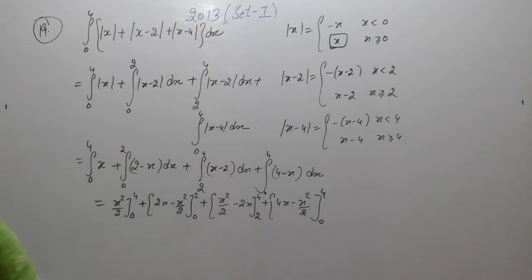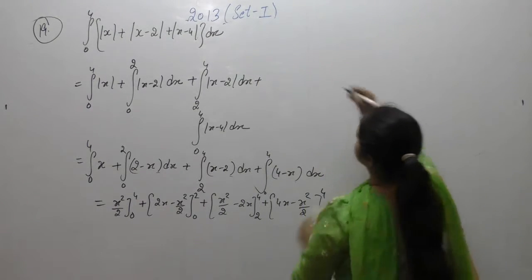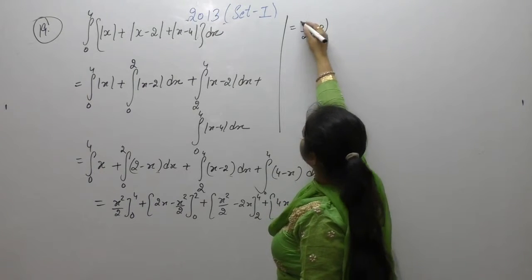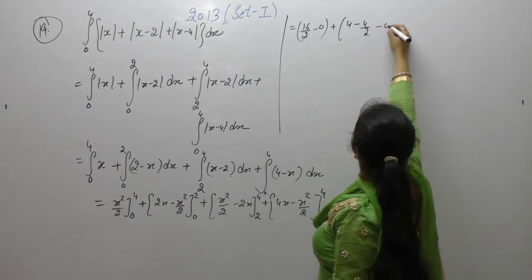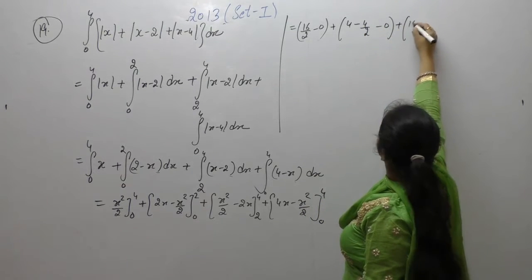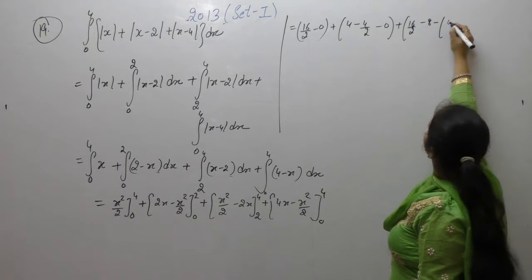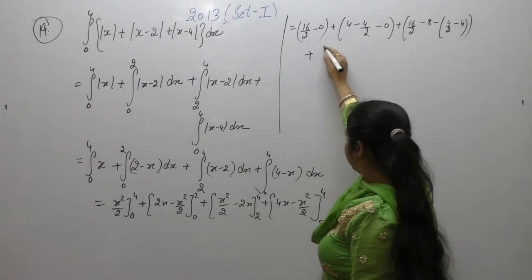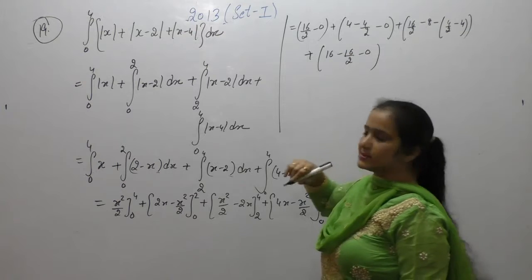Now put the limits. 4 square 16 by 2, lower limit is 0. 2 into 2 is 4, 2 square 4 by 2, lower limit is 0. 4 square 16 by 2, 4 into 2 is 8, minus the lower limit 2 square minus 2 into 2 is 4. Plus 4 into 4 is 16, 4 square by 2, and the lower limit is 0.